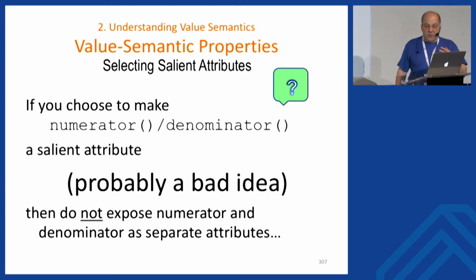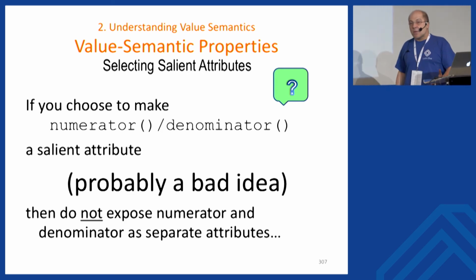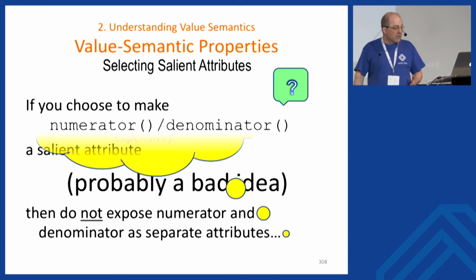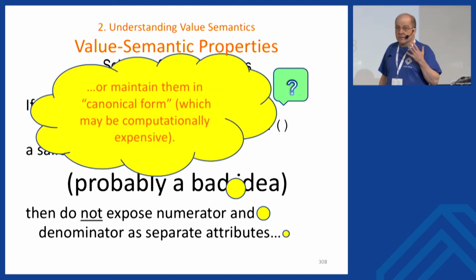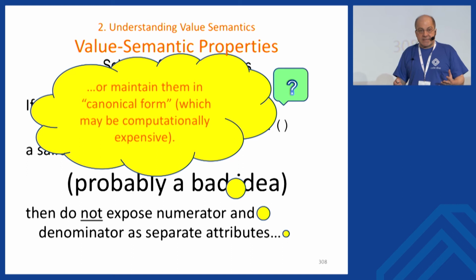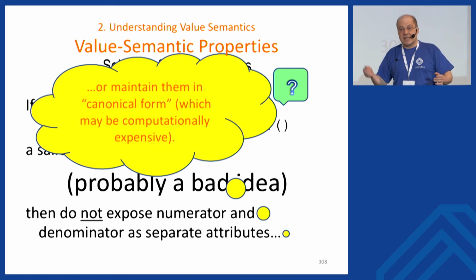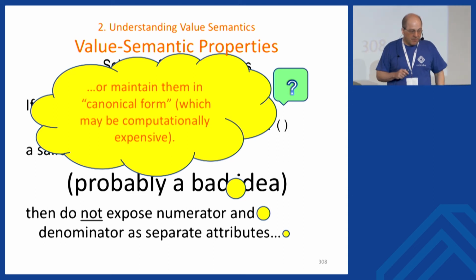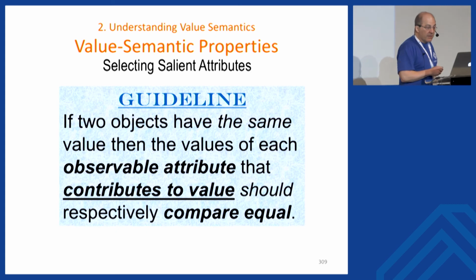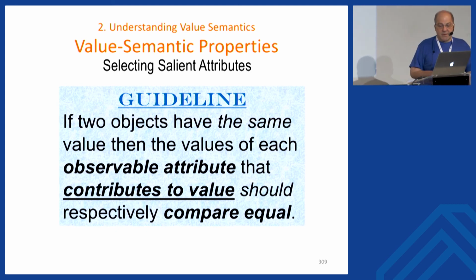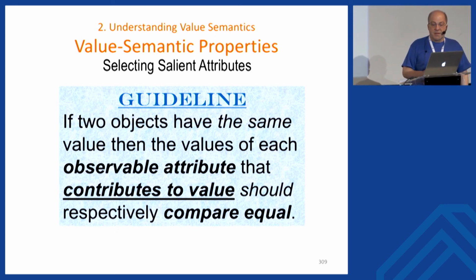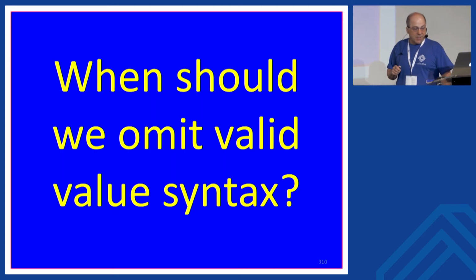And so what we're going to do is say, either we represent things in canonical form or we don't expose the individual pieces. So if I want to say that 200 over 100 is the same as 2 over 1, then I don't want to show the numerator and denominator separately. That's a suggestion. If two objects have the same value, then the values of each observable attribute that contribute to value should respectively compare equal. That's a suggestion.